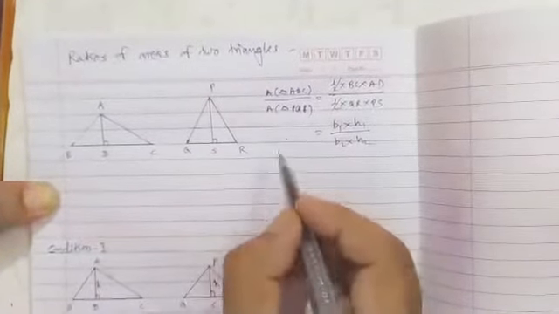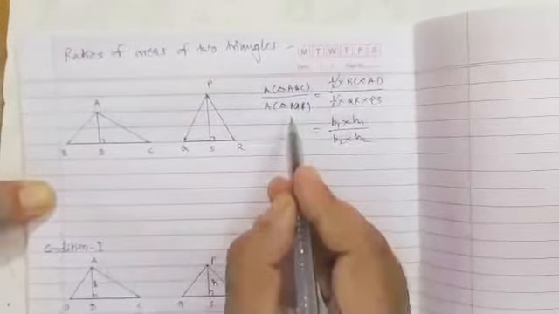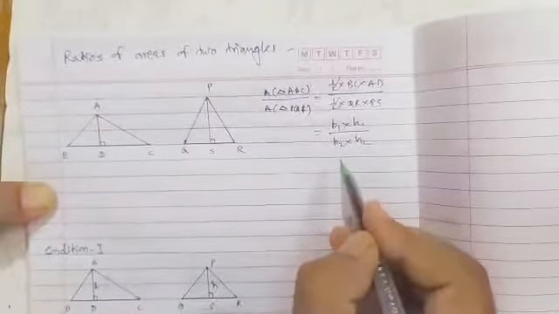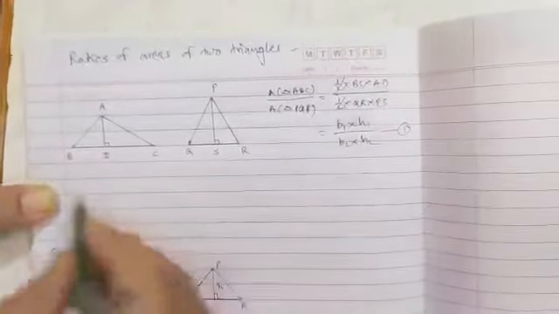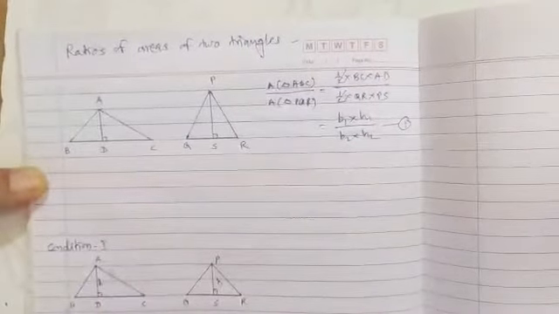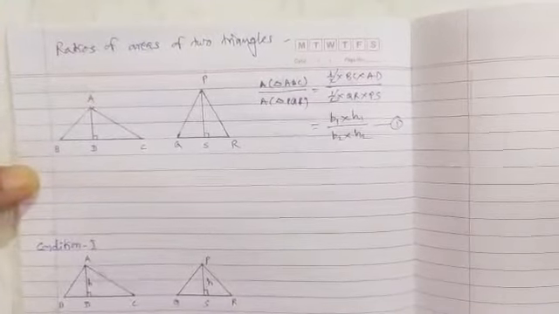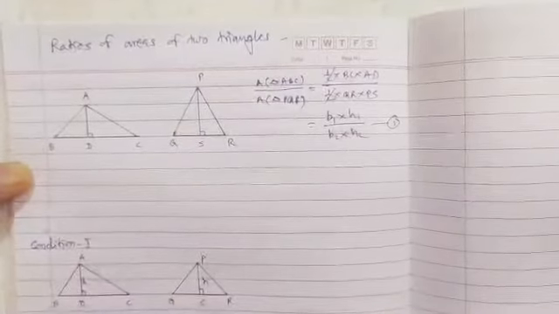So we know that area of triangle ABC by area of triangle PQR is equal to B1 into H1 divided by B2 into H2. This is our first equation. So we learn that the ratio of areas of two triangles is equal to the product of the ratios of base and height respectively, right?